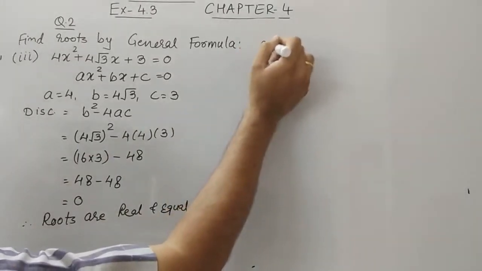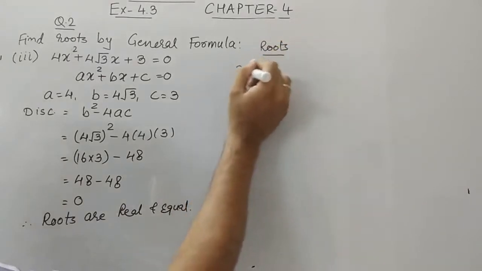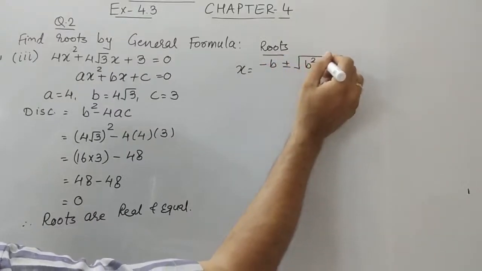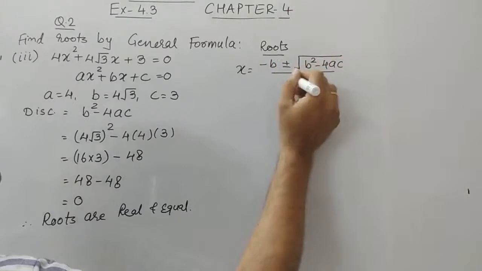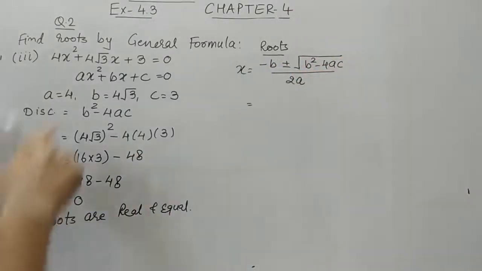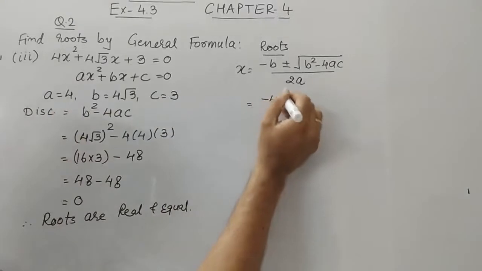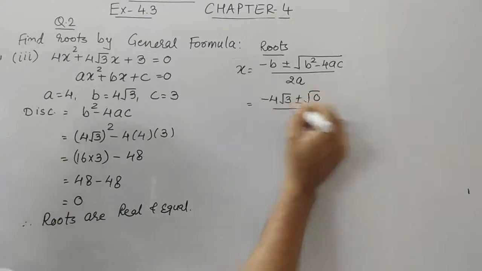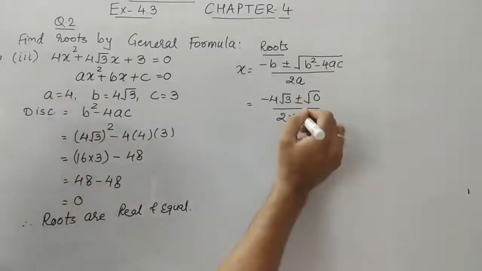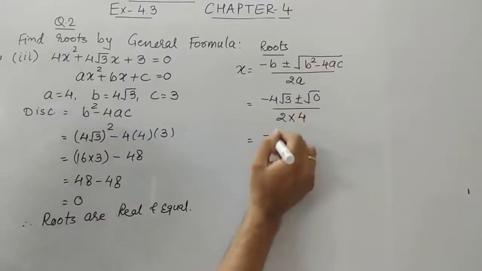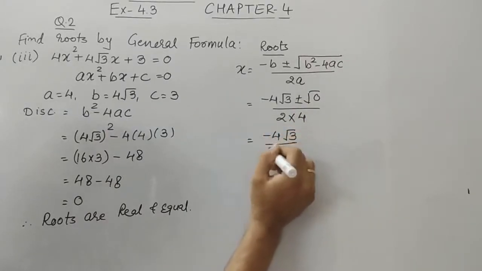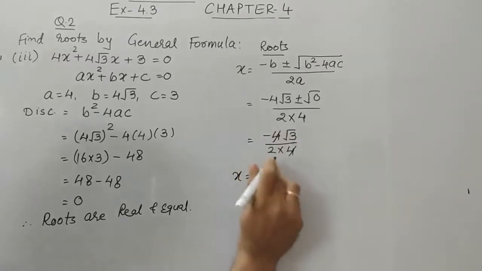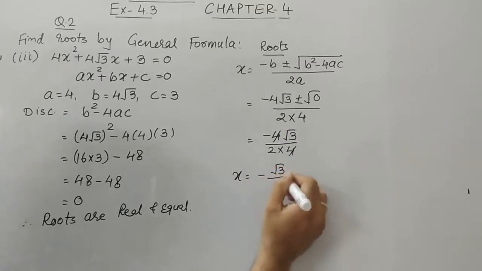Which are the roots? Roots are the values of x. It's minus b plus or minus square root of b square minus 4ac upon 2a. So minus b, that is minus 4 root 3, plus or minus, see this value is 0, so square root of 0, upon 2 into the value of a, which is 4. The plus or minus 0 will remain as it is, so it is minus 4 root 3 upon 2 into 4. We can cancel this 4, so the value of the root we obtain is root 3 by 2.